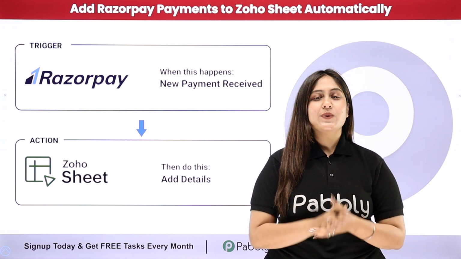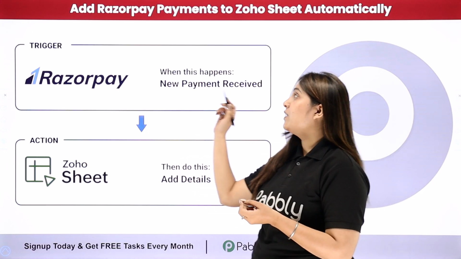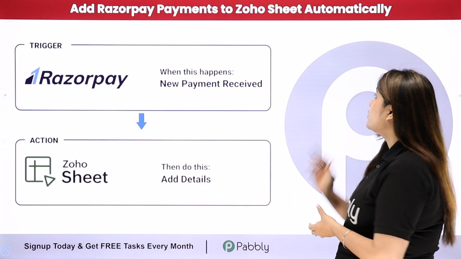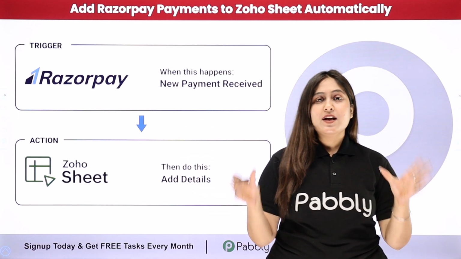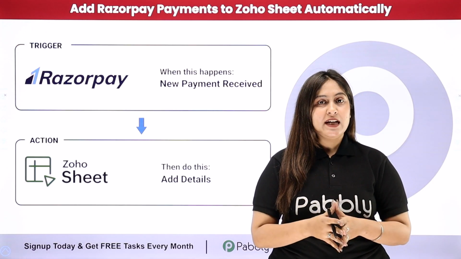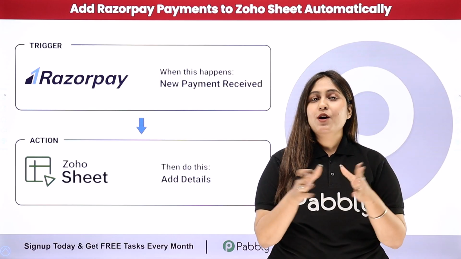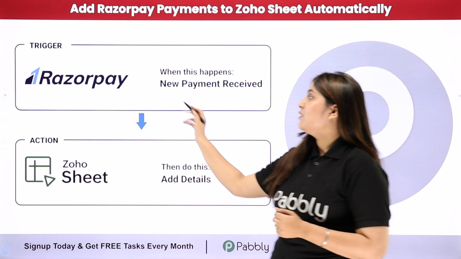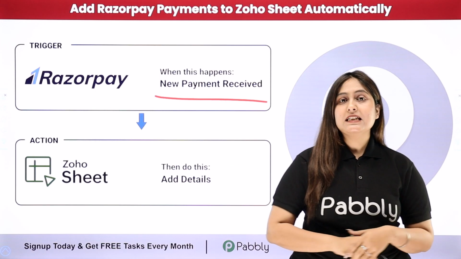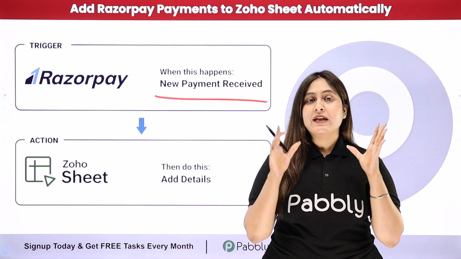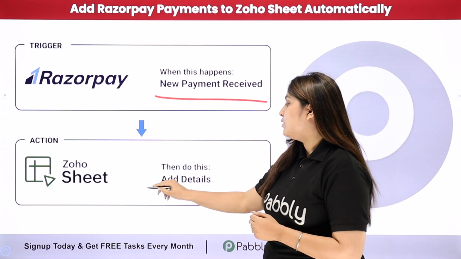So in this video, we are going to understand how you can add Razorpay payments to Zoho Sheet automatically. I'm using Razorpay as my payment gateway to receive new payments from my e-commerce store. My objective is that whenever I receive a new payment, instantly a new payment detail should be added in my Zoho Sheet as a new row.